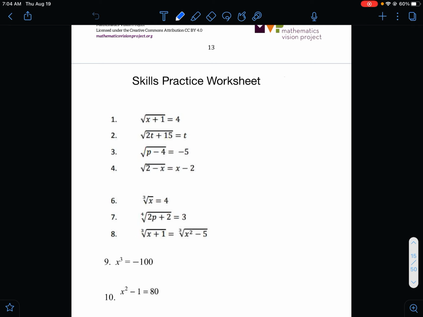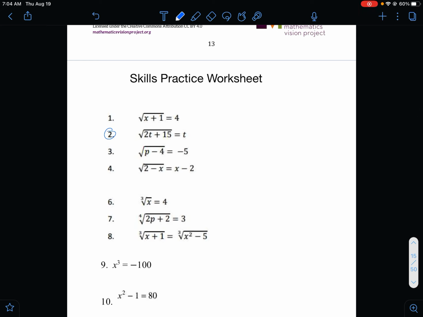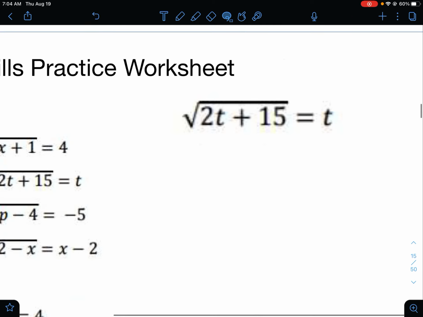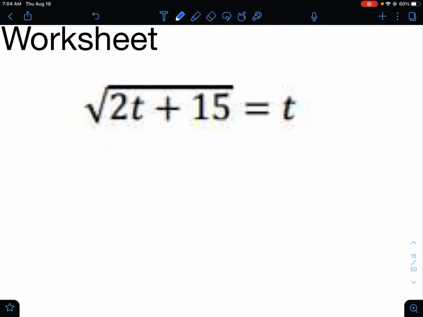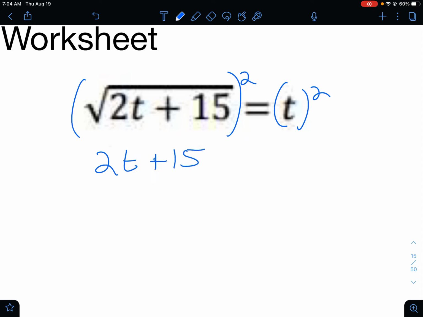All right, let's see. I'll go ahead and do problem 2. We've got the square root of t plus 15 equals t. So what we have to do here is try and get the variable by itself, right? We're solving for the variable. So we first have to get rid of the square root. To undo a square root, we have to square both sides.